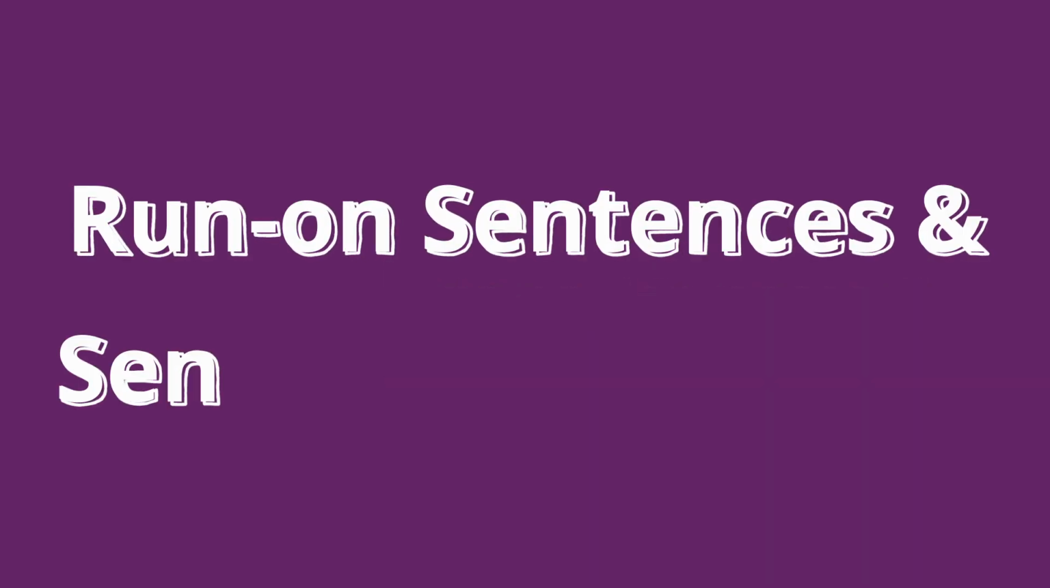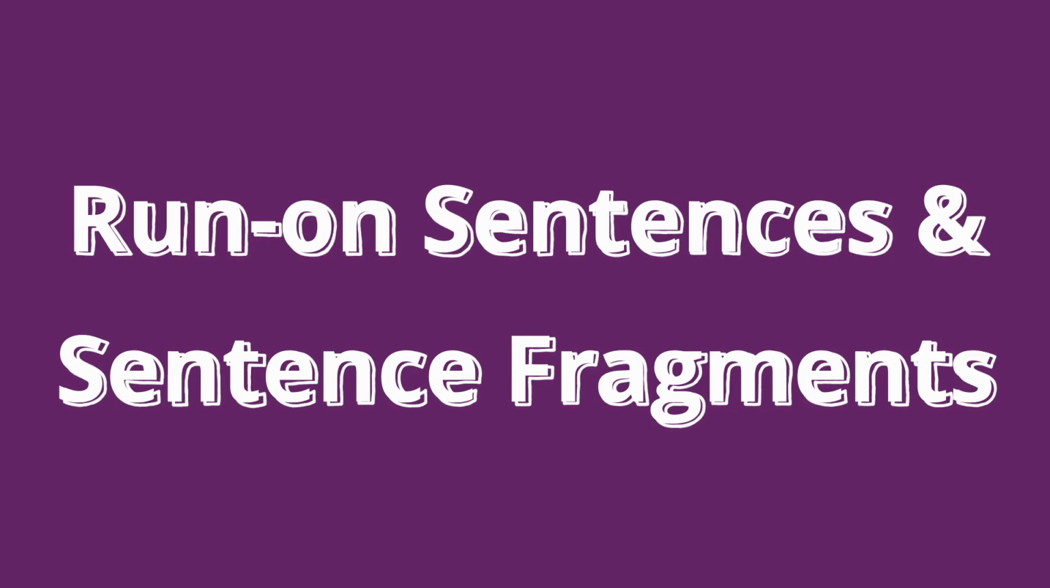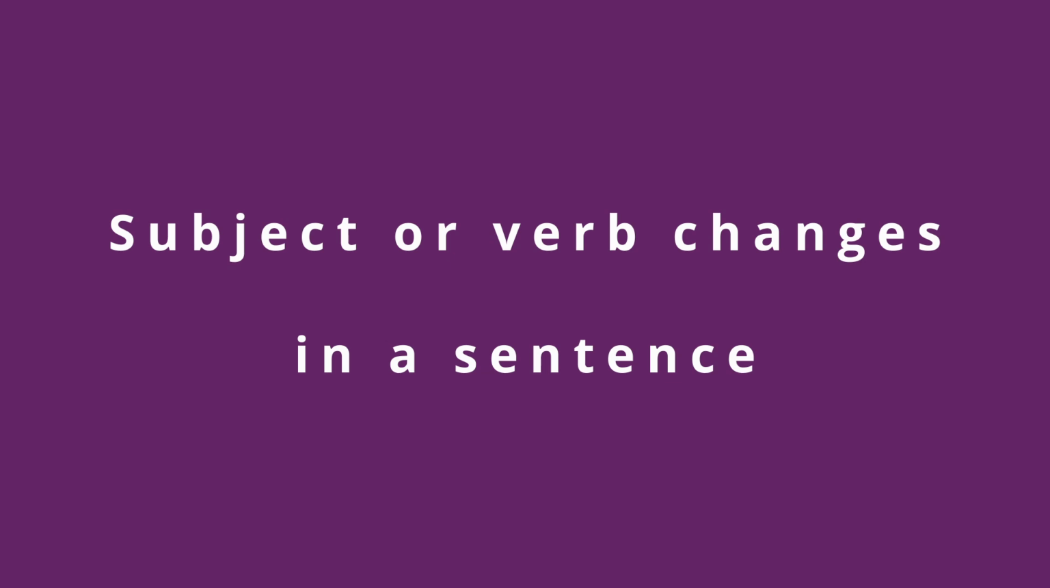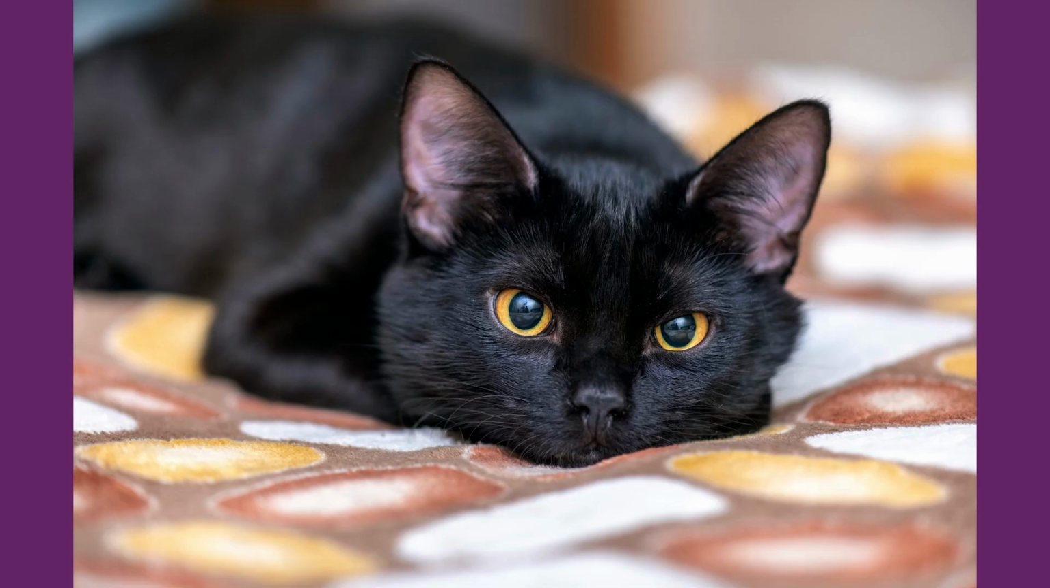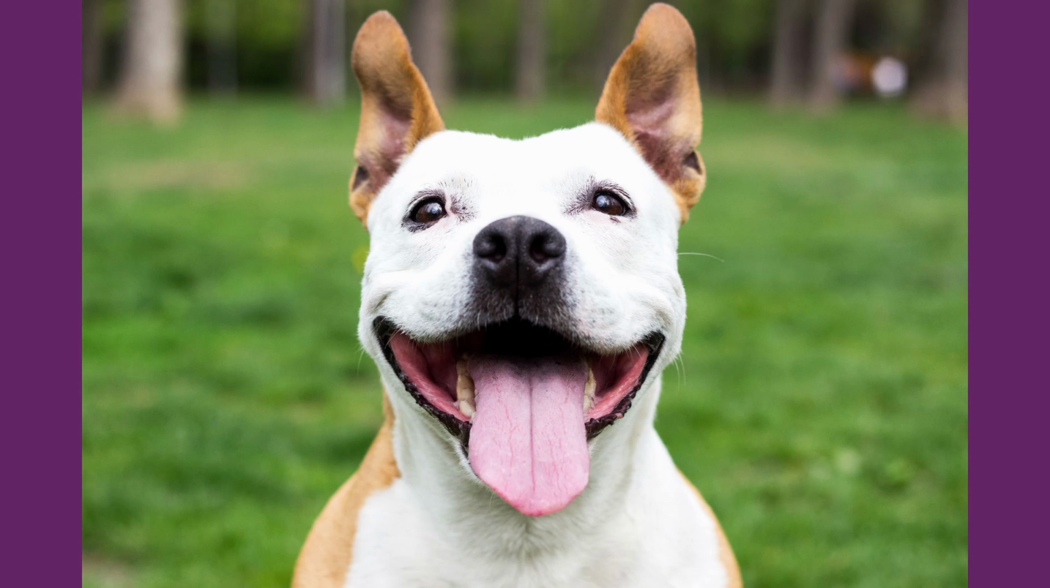Today we're going to be going over run-on sentences and sentence fragments. A run-on sentence happens when the subject or verb changes in a sentence. If you start a sentence talking about a cat and end it talking about a dog, the subject has changed.